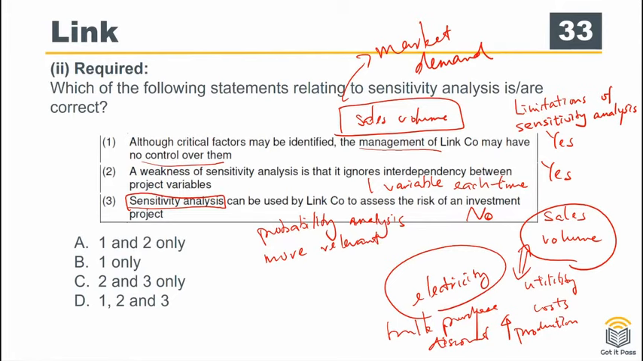But sensitivity analysis only tells you the percentage change of your variables to make NPV zero, but it doesn't tell you the chance or the probability of it happening. So the answer here is A.